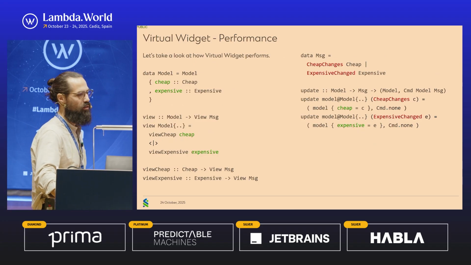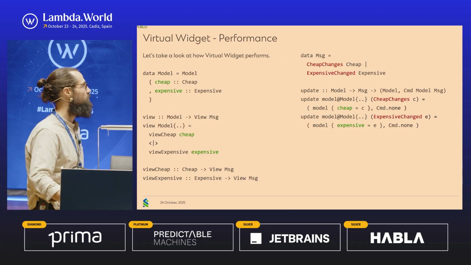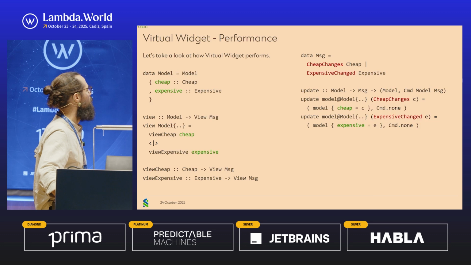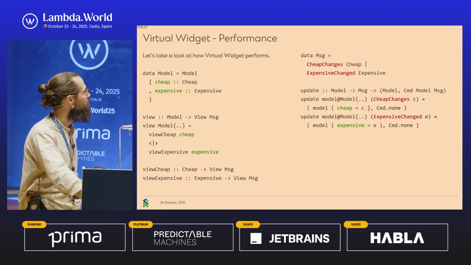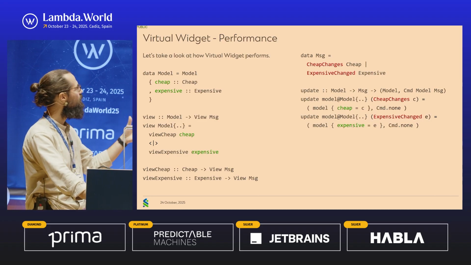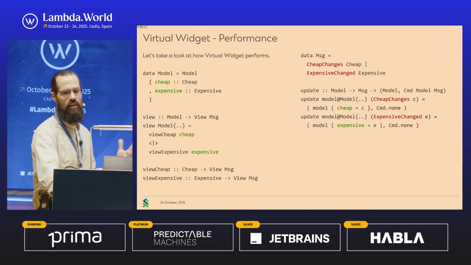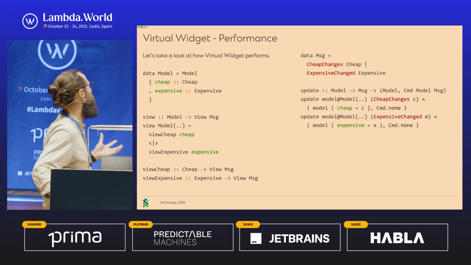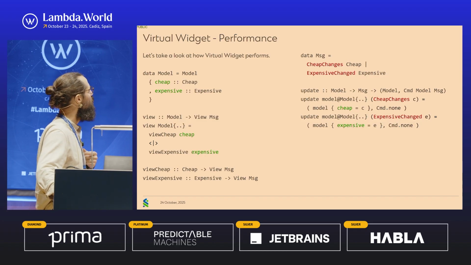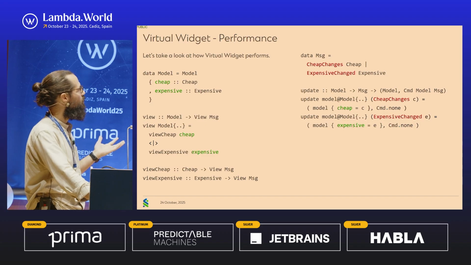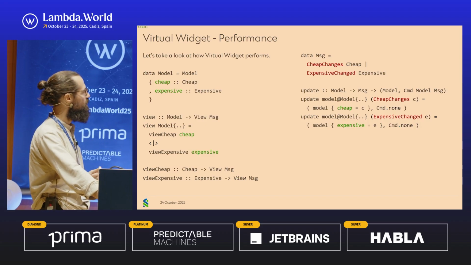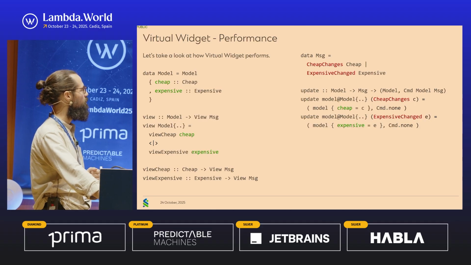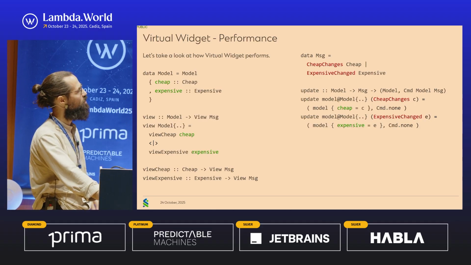So, okay, this library looks pretty good. Let's see if it actually performs well in the real world. So we're going to start by having a model that contains two parts: the cheap part that is cheap to render, and the expensive part that would be something that is really intensive or complex to render, so it will take a lot of time. The view of this model will basically display the two things separately. We have views for that, view cheap and view expensive. One will be expensive and the other one will be cheap. We have the messages and the corresponding update function.